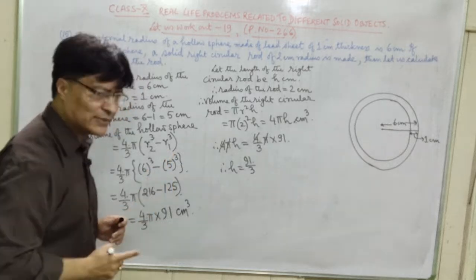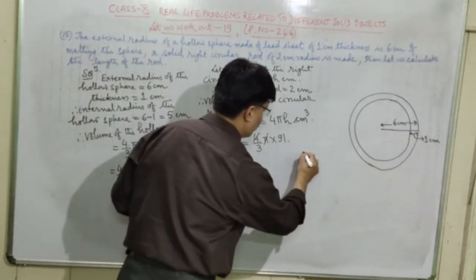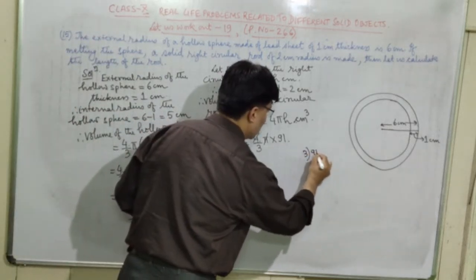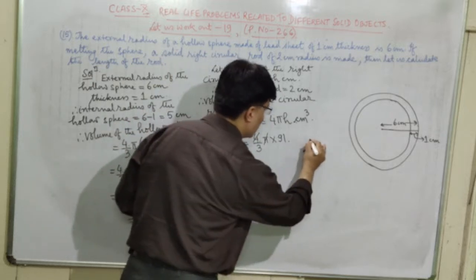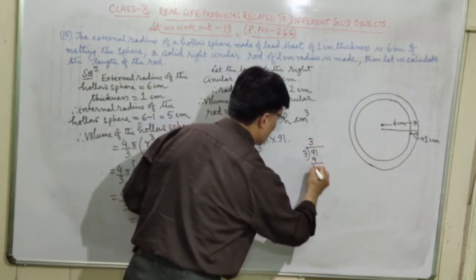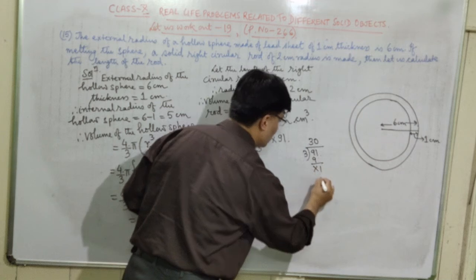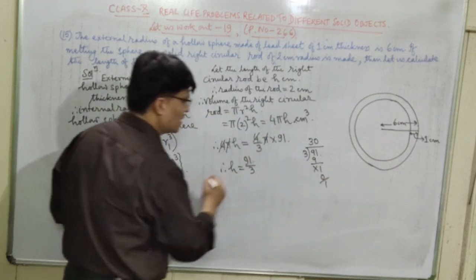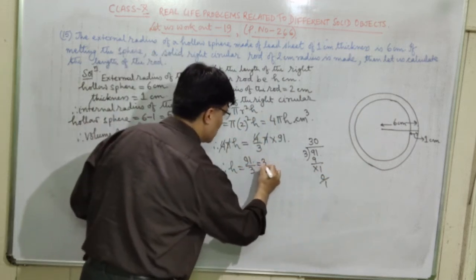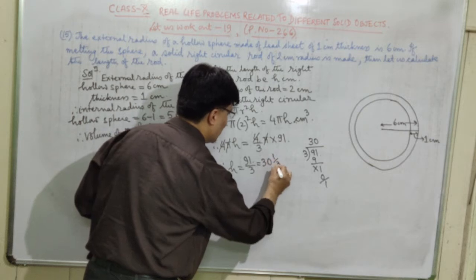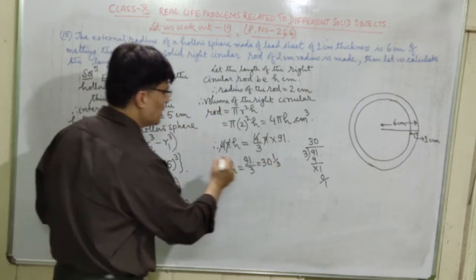So let us write it in terms of mixed fraction. Now 3 divides 91. 3 3s are 9, cross 1, 0, 0, 1. What is the remainder? 1. So it is 30 1 upon 3. What is the unit?